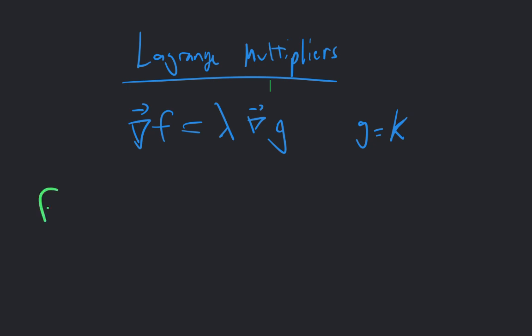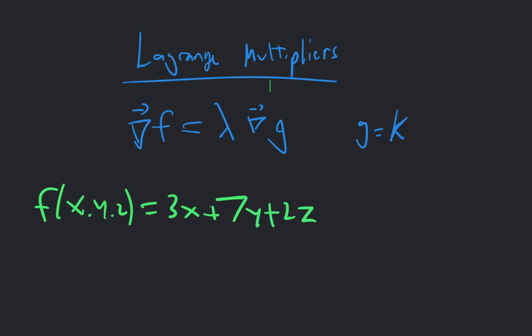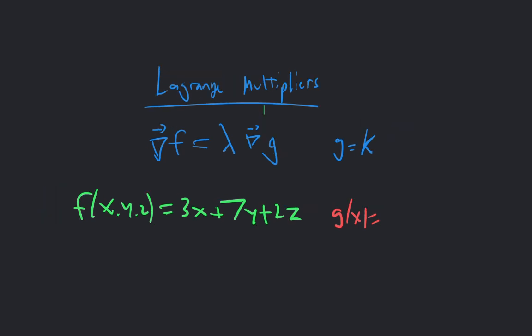Let's say f of x, y, z is equal to 3x plus 7y plus 2z, given the constraint g of x, y, z is equal to x squared plus y squared plus z squared is equal to 1.